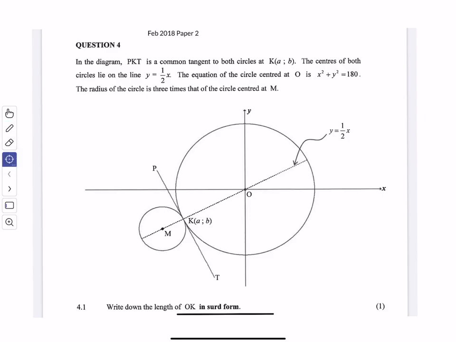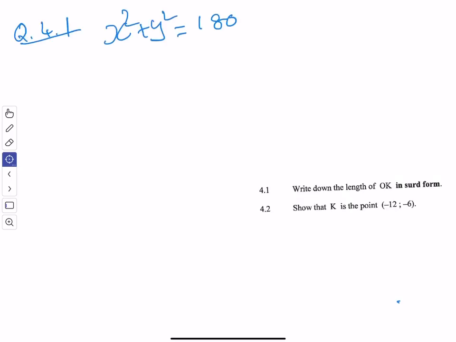It is x squared plus y squared is equal to 180. It is the center as O. That's the equation given here. So I write like this. So what is the radius now? My radius is equal to, my radius is square root of 180. So it's the length of OK. So length of OK is equal to square root of 180.